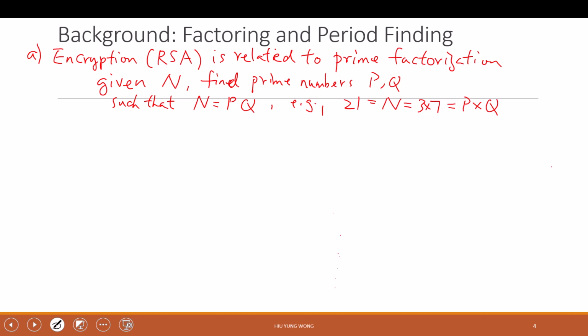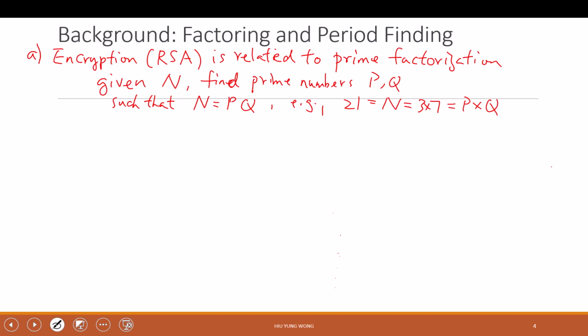But what if this N is 100 digits? 1 trillion is only 12 digits. If I give an N that is 100 digits, can you find its prime factorization?